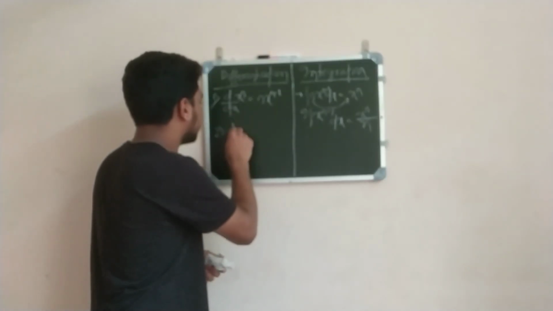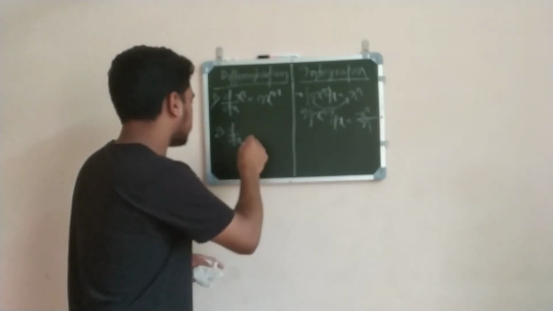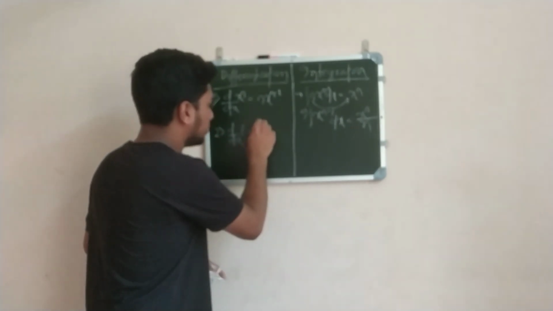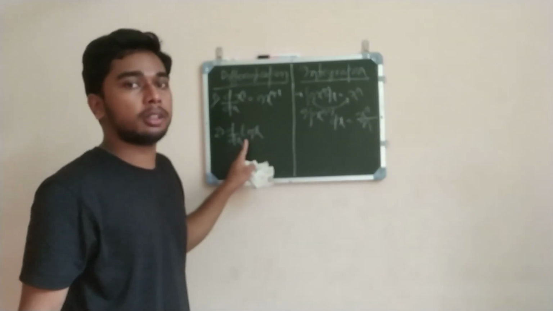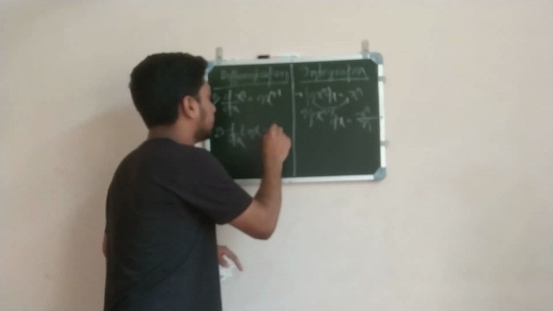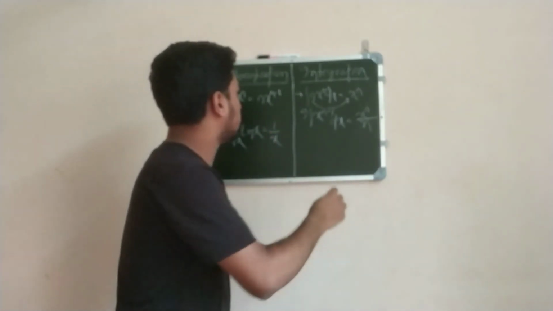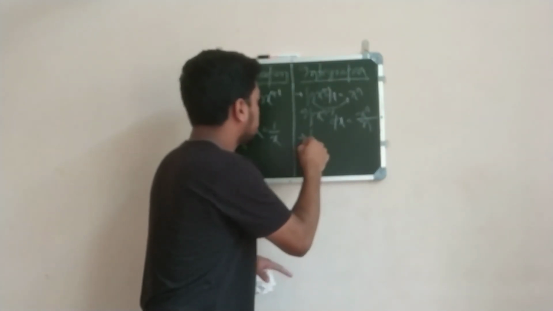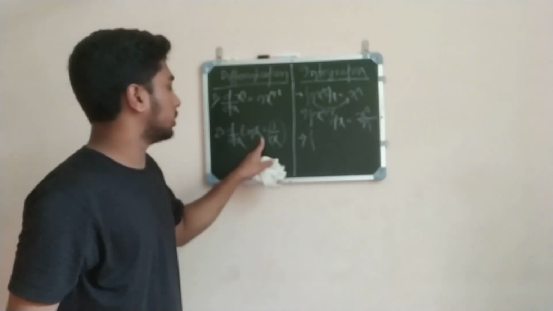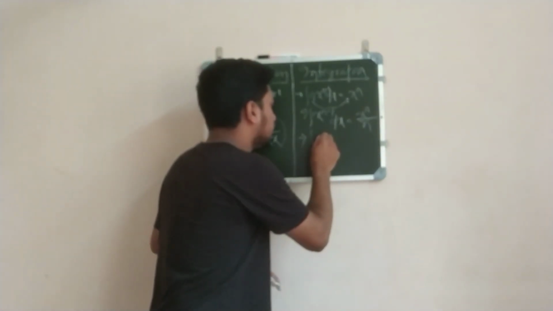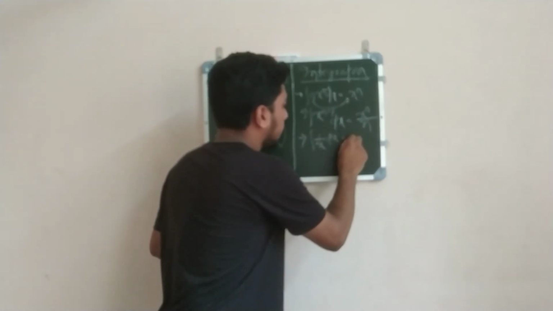The next formula was the derivative of ln x, the natural logarithm. We discussed that the derivative of the natural logarithm was 1 by x, and here it will be just the opposite. So the integration of 1 by x is ln x.